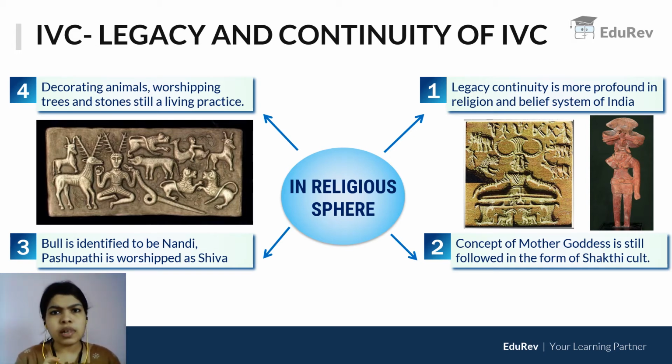And the next thing, bull worship is identified to be synonymous with Nandi of contemporary Hinduism, and Pashupati is worshipped as Shiva. And decorating animals, worshipping those animals, worshipping stones, worshipping trees, your peepal tree, for example. So these are still a very living practice. We worship many of the gods in the form of stone sculptures. We still do have many of the Naga worship, yakshas. So these are some things probably which had some similarity with your IVC. So there is one continuing thread.